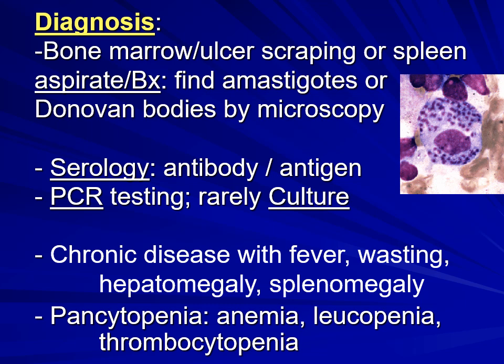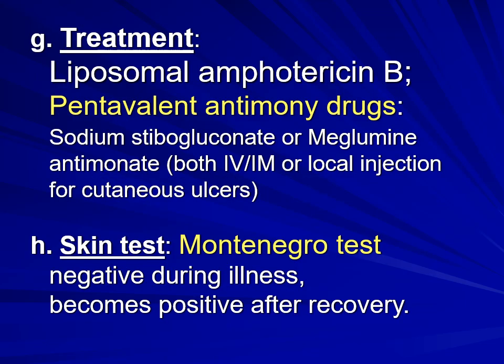Chronic disease with fever and wasting, hepatomegaly and splenomegaly, those are the clinical manifestations of visceral Leishmania. And pancytopenia, that is, whenever you do a CBC, complete blood count, you may find anemia, a low hematocrit, leukopenia, low white blood cells, and thrombocytopenia, low platelets.